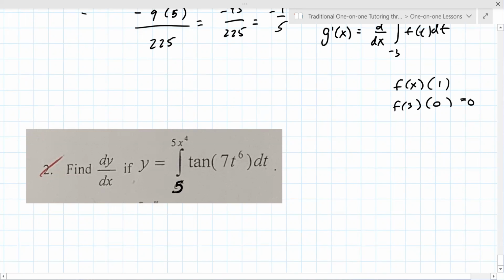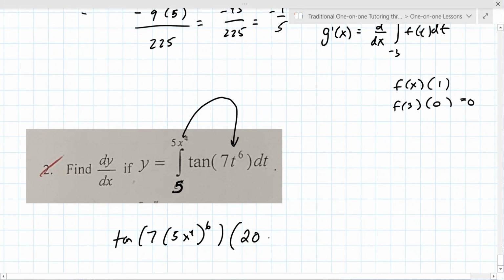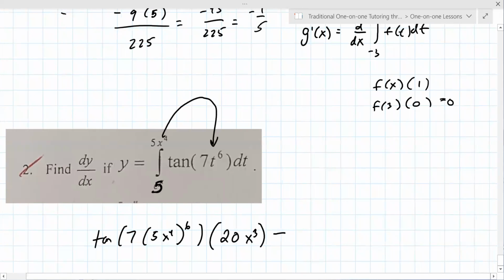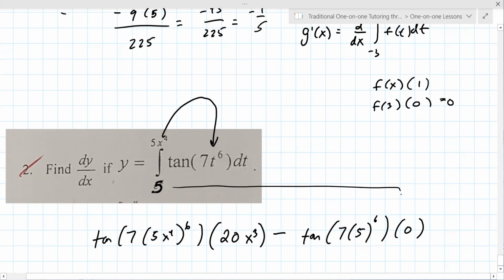Okay. So when you're taking the derivative of the integral, you take this top thing and you just plop it in there. So it's tangent 7, 5x to the 4th to the 6th, and then you multiply by the derivative of the top, right? Yeah. 20x cubed. And you're like, I got that. Well, you actually do the same thing on the bottom. You take the bottom number, put it in here. So it's tangent 7 times 5 to the 6th. But then what's the derivative of 5? Oh. Okay. 0. So since -3 doesn't have a variable, that's just right.